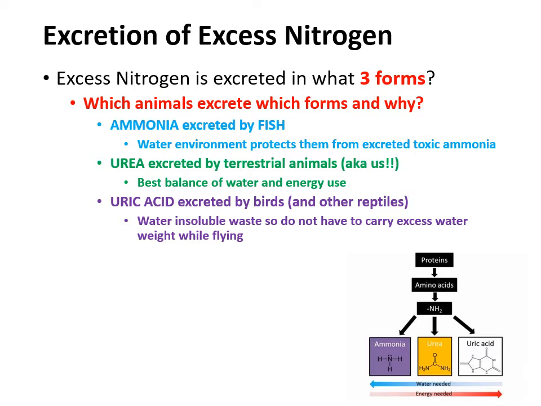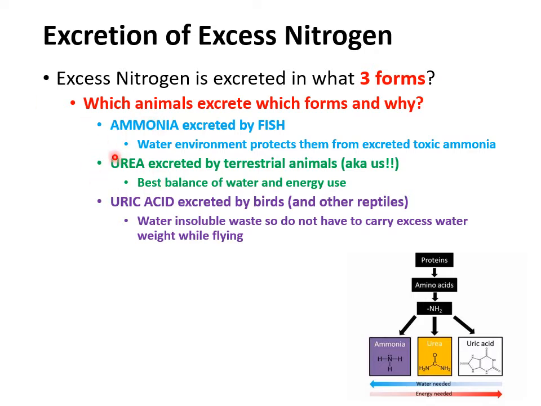So the first one is ammonia, and ammonia is going to be the most toxic and concentrated of these forms. This one will be excreted by fish because these fish are in a water environment. That water environment helps dilute down the toxic ammonia and protects the animals from what's being excreted. You'll see that ammonia is the form that requires the most water and the least energy, and that's perfect for fish because they have a lot of water available.